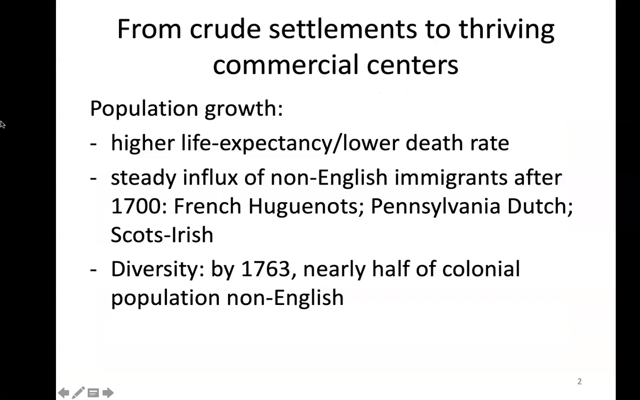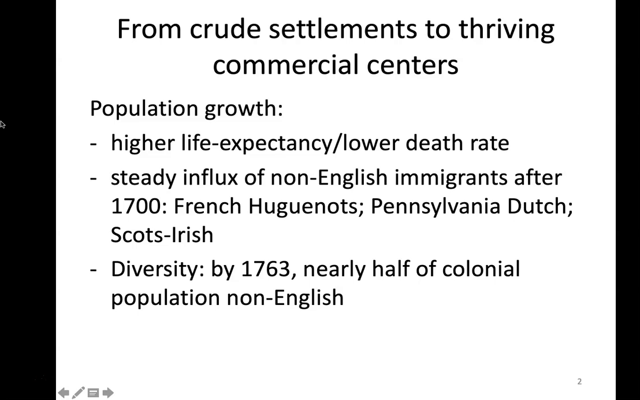So again, the major theme here is growth in 18th century America. And again, you'll see it economically, geographically, and certainly in population. So let's first talk about population growth. What you're going to see here in North America is explosive population growth.